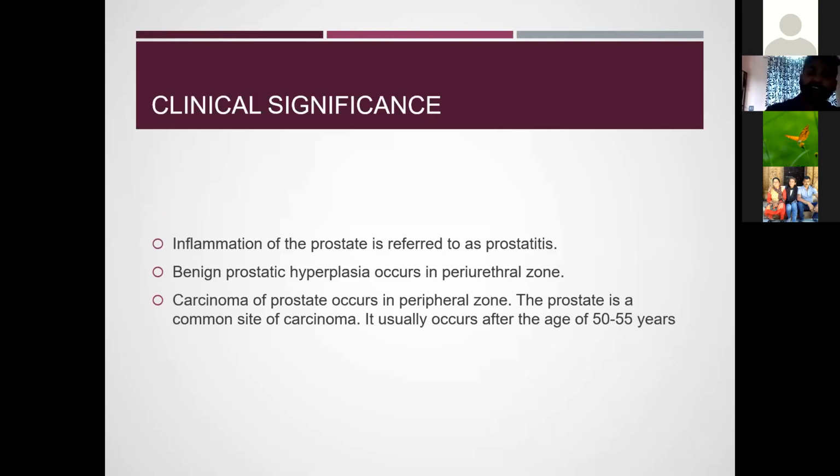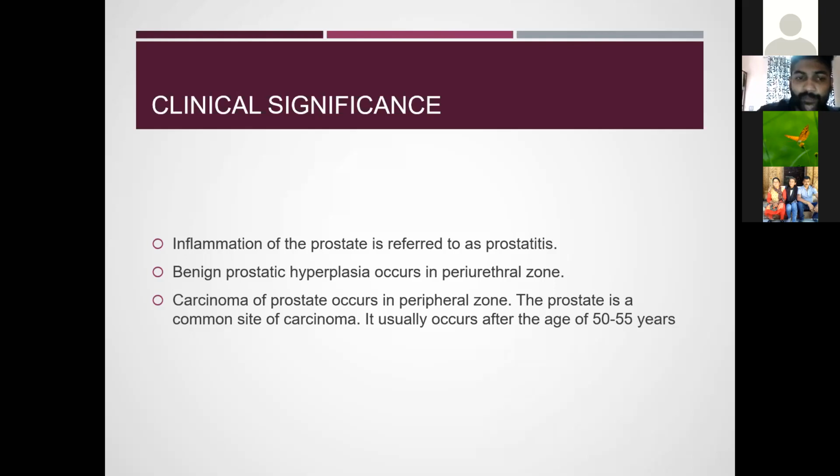The clinical significance. The inflammation of the prostate is referred to as prostatitis. Then BPH, benign prostatic hyperplasia, occurs in the periurethral transition zone. Then the carcinoma of the prostate occurs in the peripheral zone. The prostate is a common site of carcinoma. It occurs after the age of 50 to 55 years.